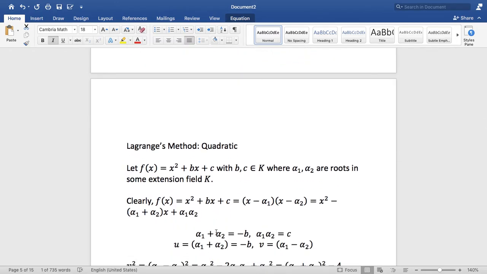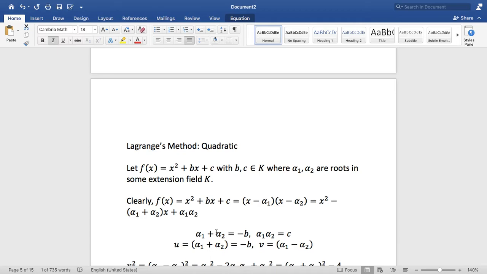Okay, so now let's try to apply Lagrange's method. Of course, I'm not going to do this for all of them because it's the same idea, but it just becomes really algebraically tedious. So let f of x be x squared plus bx plus c, where b and c are elements of K. K in this case is going to be the rational numbers.